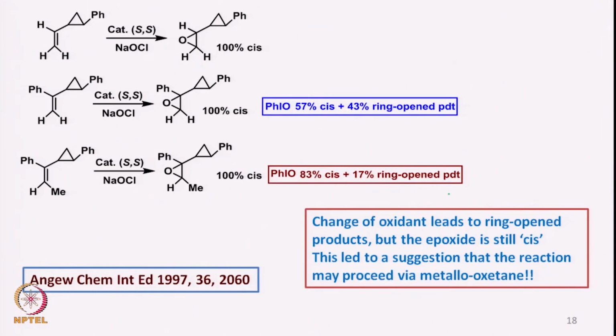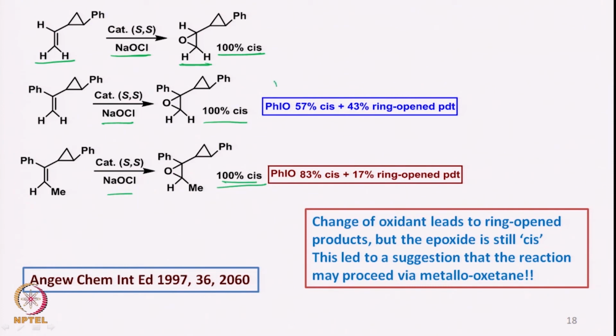Now this is an example in which, as I mentioned, the reaction depends upon the oxidant, additive and the catalyst that is used. So if we use SS catalyst and sodium hypochlorite, what is found is that if we start with this olefin, we get 100% cis epoxide. The epoxidation does not make any change in terms of stereochemistry. In a similar fashion, this gives you 100% cis, and in this case it also gives 100% cis.